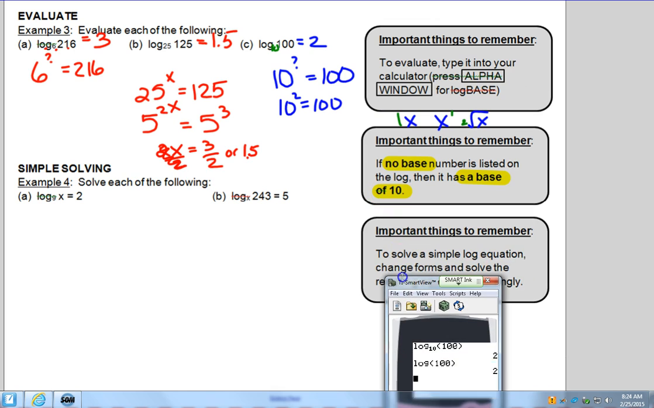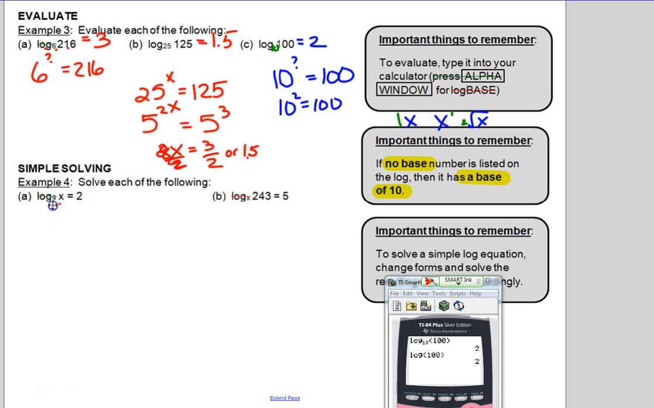All right, one last one. A and B are simple solving. So the A, B, and C in example 3, the x that we're looking for is at the end after the equation, so we could use our calculator. For problems 4, that's an equation, so we can't just type that in. So when you have the x in these two spots, you're going to have to do it a different way. For example, for A and B, when the x is in the base or the value, you're going to have to change forms.